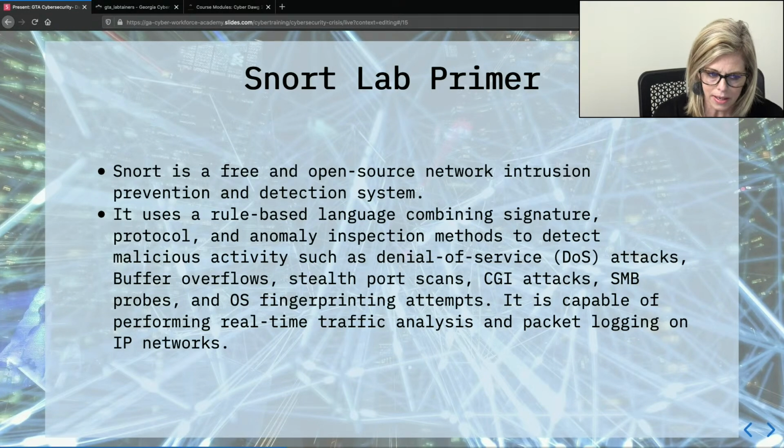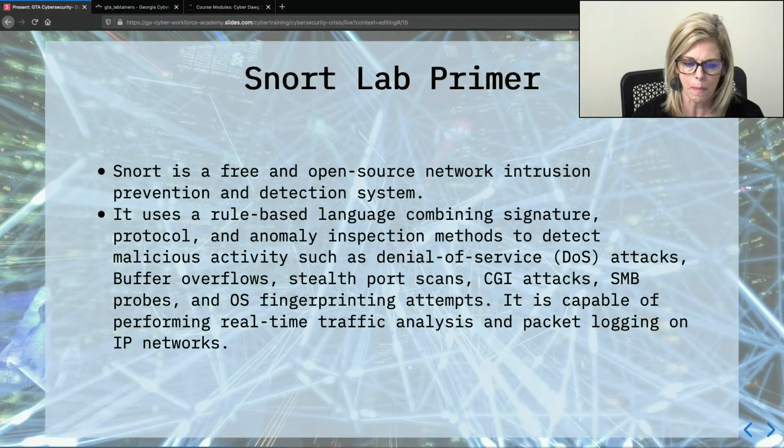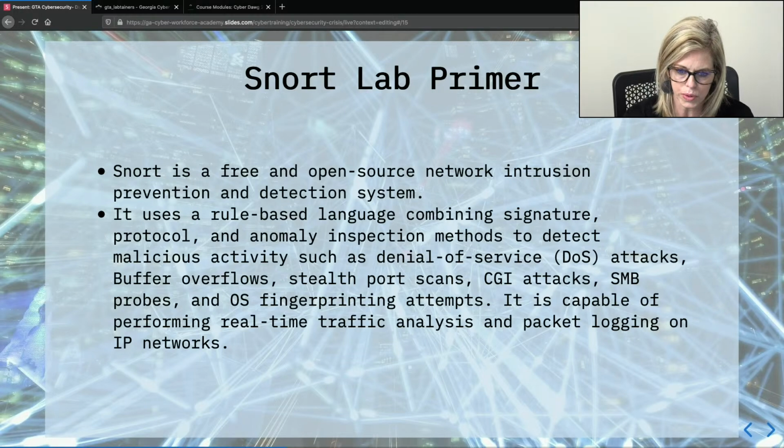It can operate as a packet sniffer. It is a free, open source intrusion prevention or detection system, depending on how it's configured. It performs real-time traffic analysis and can do packet logging for IP networks, and it does so based on its configuration of rules. So it combines signatures, protocol analysis, and the ability to detect anomalies or any malicious activities.